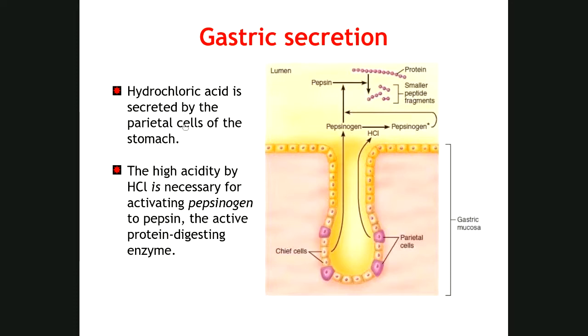Proteins are first broken down by the acidity. We call it denatured. One of the mechanisms of denaturation of protein is by pH. So hydrochloric acid will cause the denaturation and the breakdown of protein molecules. It also activates the protein digestion enzyme known as pepsinogen, which will become active while it is in contact with the HCl, and the name becomes pepsin.